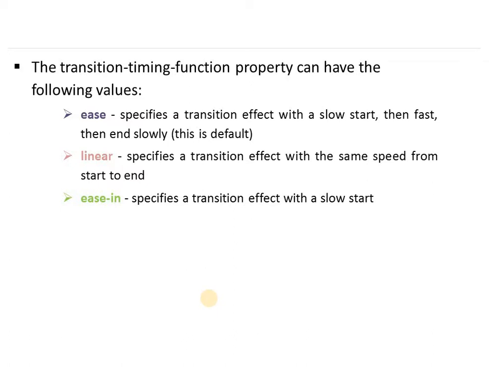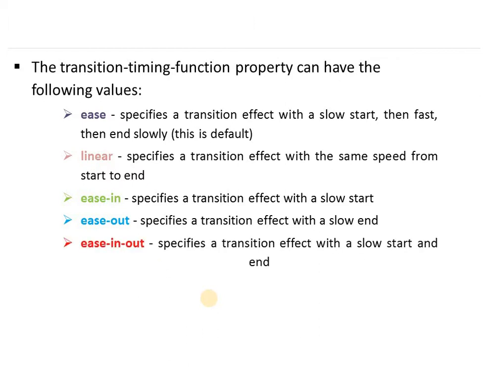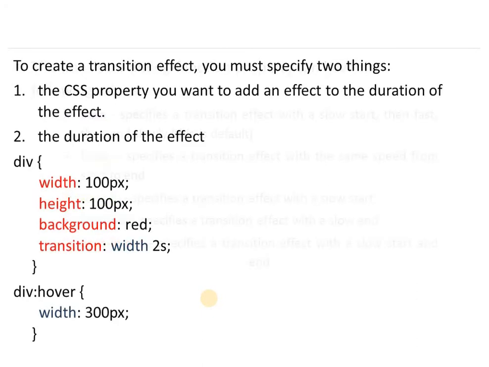Ease-in specifies a transition effect with a slow start. Ease-out specifies a transition effect with a slow end. Ease-in-out specifies a transition effect with a slow start and end. Now let's see some examples of this.